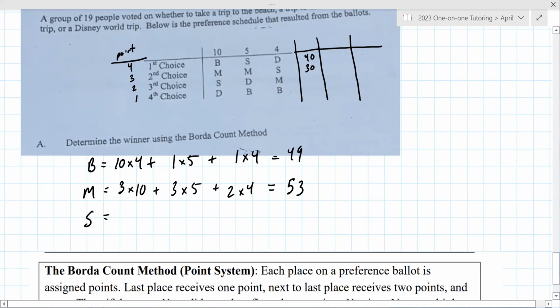S, do you want to try calculating S for us, please? Yes. How do you know what number it goes with? It's like finding the intersection. So S is right here. It's the intersection of 2 and 10. And then the next S would be the intersection of 4 and 5.